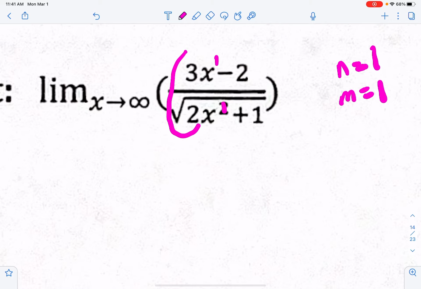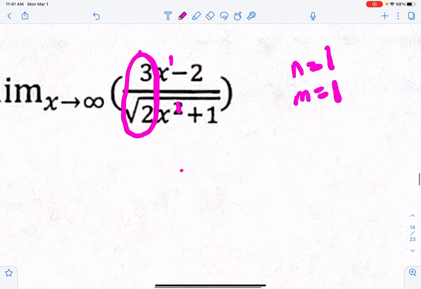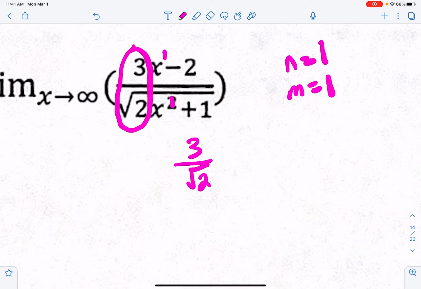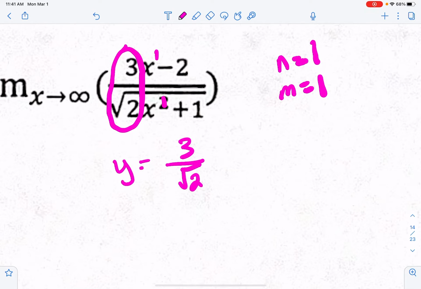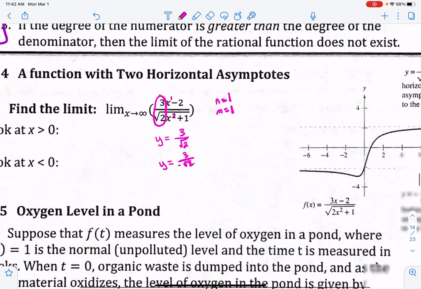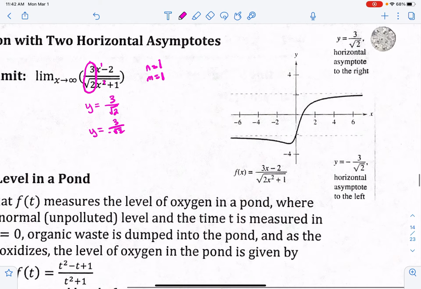So I look at these numbers out in front, okay? So 3 is going to be your top number, but that 2 stays under the square root of 2. So your horizontal asymptote is at 3 over the square root of 2, and since you're doing square root, technically you have both plus and minus, and it's 3 over negative square root of 2 also. And what that looks like on the graph is one of these guys.